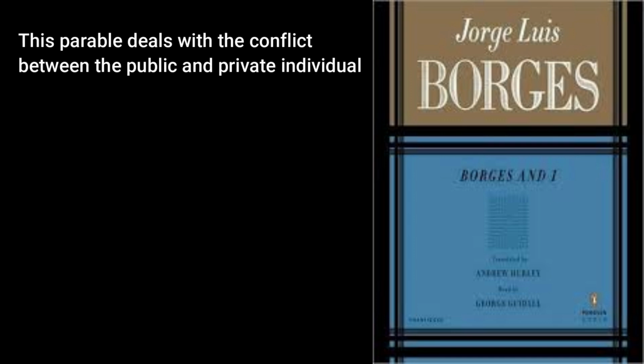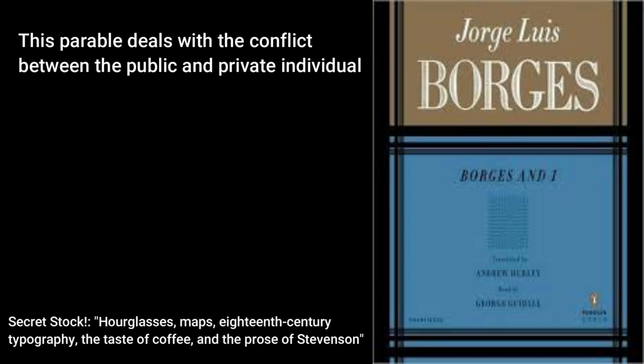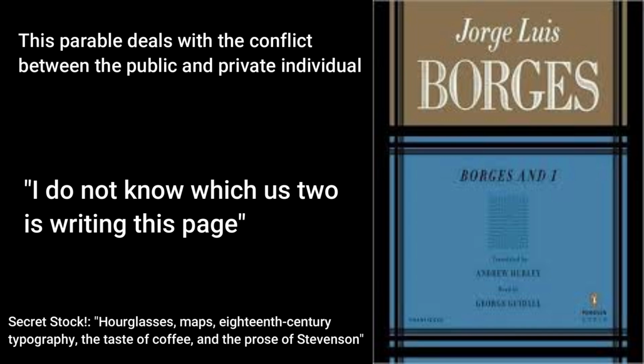This one-page parable, structured around a dual identity monologue, explores the tension between the private individual, I, and the public literary persona, who is Borges. The narrator explains that while he prefers simple pleasures like walking through Buenos Aires, looking at maps, and drinking coffee, his alter ego, who is the public author Borges, claims those experiences, commodifies them, and turns them into literature. Over time, the narrator feels his true self disappearing into the myth of the author, and this culminates in an existential realization about who is actually writing the text. And this happens with the quote, "I do not know which of us two is writing this page."